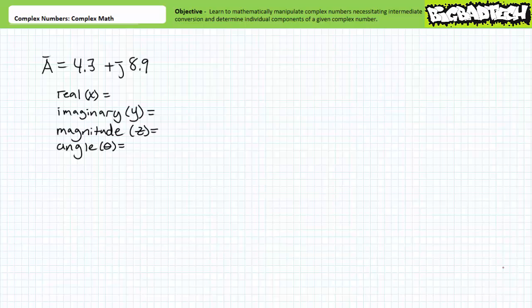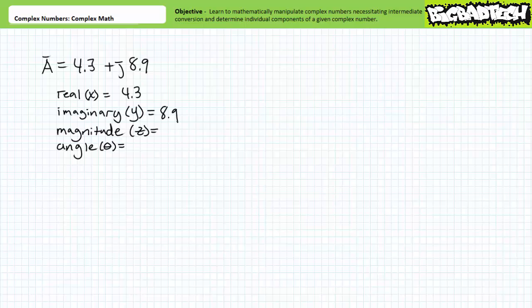This is the easiest of tasks if you're even the slightest bit organized and capable of converting between the formats. Consider complex number A expressed in rectangular format as 4.3 plus j8.9. If we're being asked for the real component only, the answer is quite simply 4.3, because it is the horizontal real x component of the complex number A. Similarly, if we're asked for the imaginary component only, the answer is quite simply 8.9, because it is the vertical imaginary y component of the complex number A.